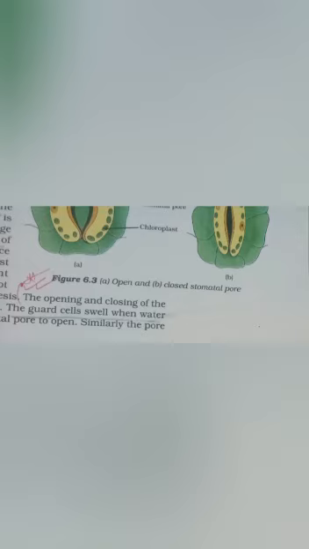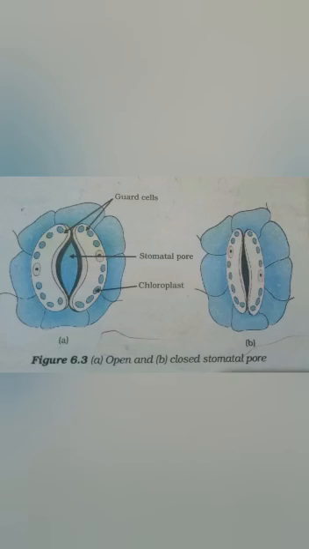When the guard cell is turgid, that means it is full of water, the stomatal pore will open. And when the guard cells lose water, they will shrink, causing the stomatal pore to close. And what are the functions of stomata? Gaseous exchange takes place through the stomatal pore. Another function of stomata is transpiration. Here in the picture we can see both open and closed stomatal pore.